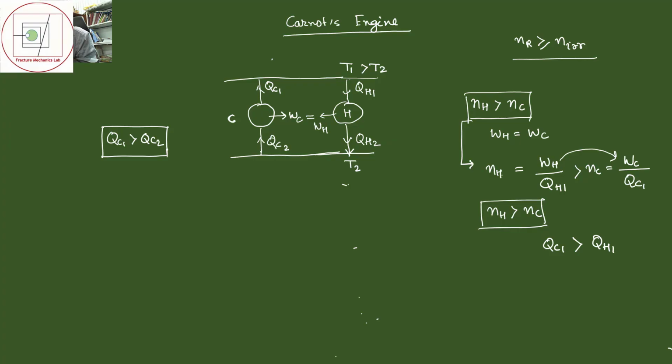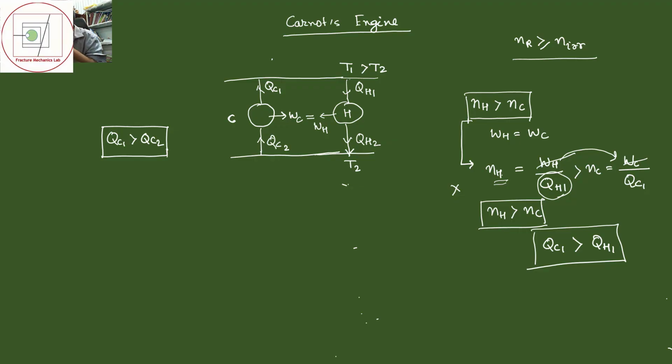So let us see that efficiency of hypothetical engine is, say, X. Okay, and so if this number is higher, because the upper part is same, so if this number is higher, eta H is going to be smaller than eta C, which cannot happen, right? So that means QH1 is smaller than QC1. QH1 is smaller than QC1, correct? So this is what we are getting from this.